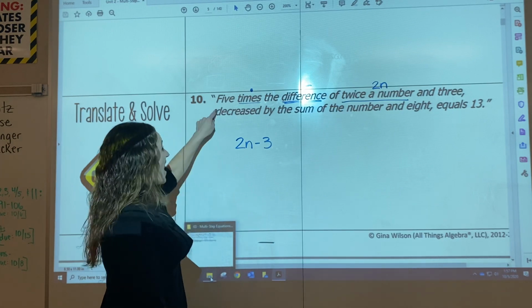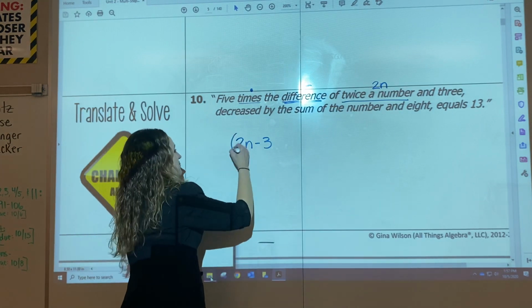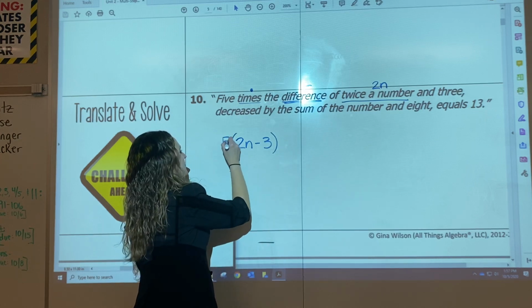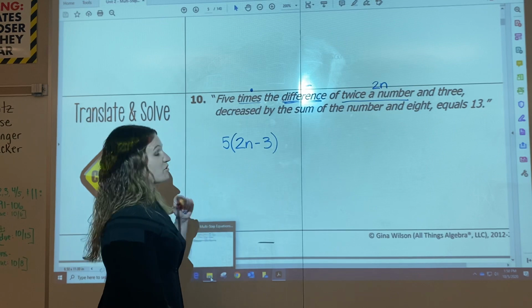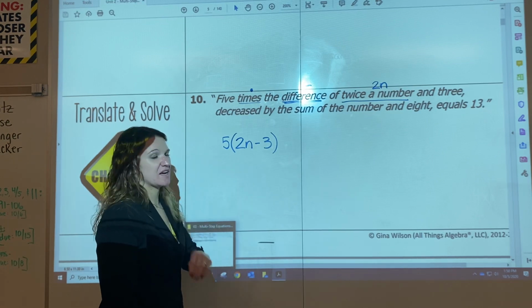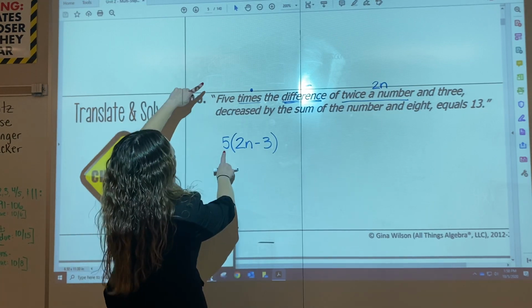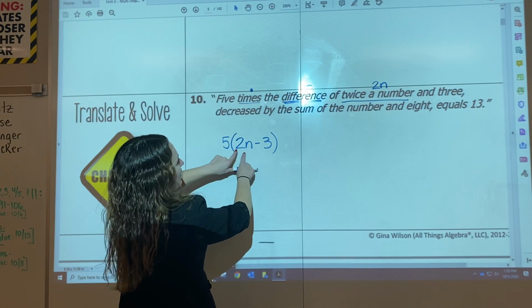Now they want 5 times all of that. I'm gonna put that whole thing in parentheses, put a 5 out there. Okay, let me read it one more time for you and see if it makes sense. 5 times the difference of twice a number and 3.